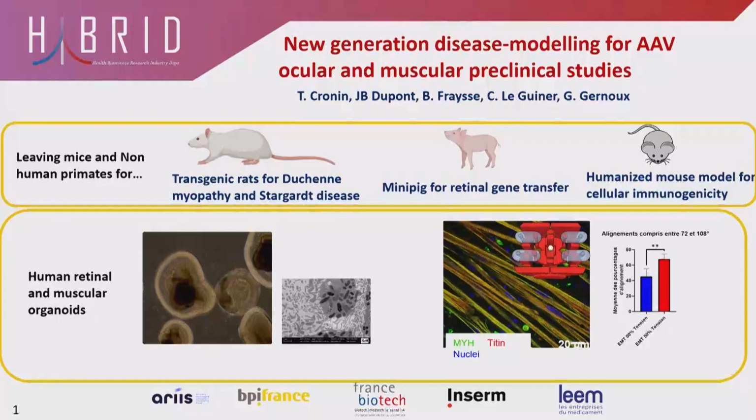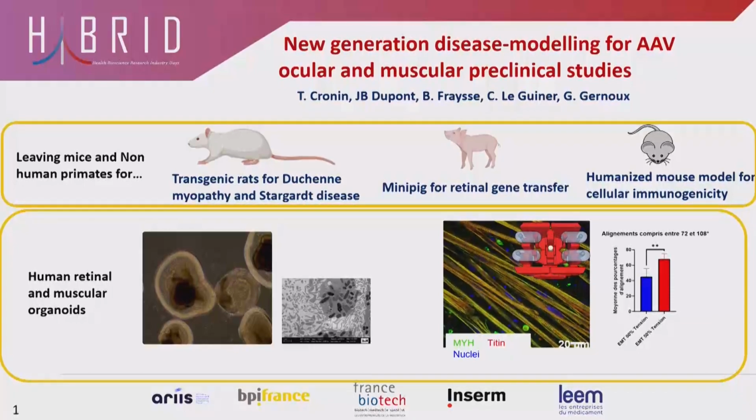So, for instance, we have been working in Nantes on the development of transgenic rat models to model Duchenne myopathy and also Stargardt disease, which is a macular-ocular genetic disease. And these models, above the mouse model, also have the advantage of making possible the evaluation of surgical methods and routes of administration more closely to a large animal model than the mouse models.